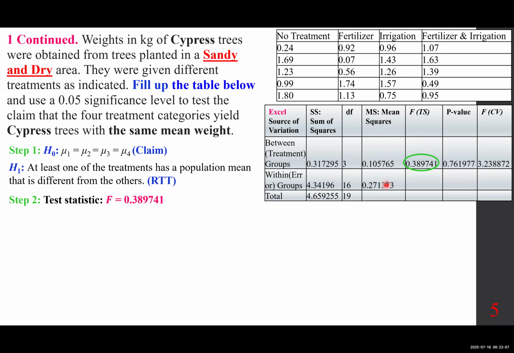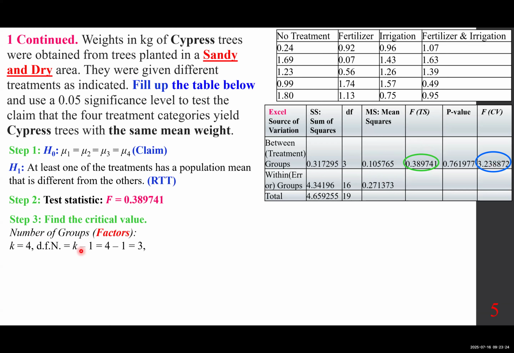Now we can look at the critical value. The way you find the critical value is using the F table or technology for that. Find the critical value: number of groups, k is 4, so the degrees of freedom of the numerator is k minus 1, which is 3. The total is 20, so 20 minus 4 is 16. That's the degrees of freedom of the denominator. And alpha is 0.05, and F has this value from the table or even technology. And again, we can see it here.